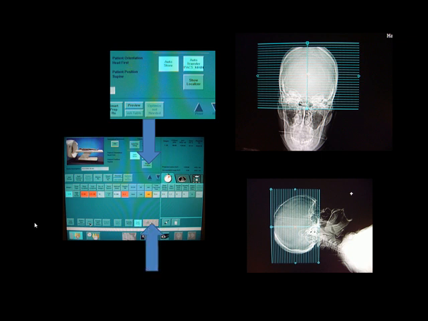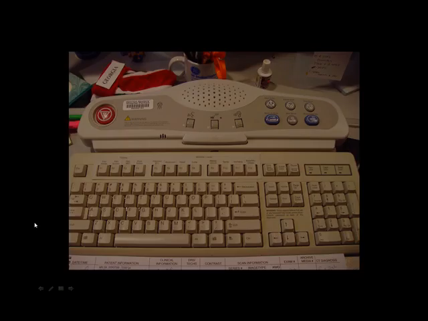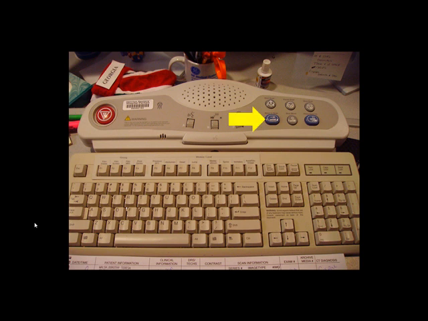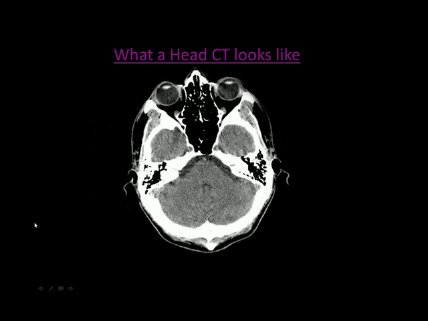Again, you're going to hit the confirm button, and then you will go to your control panel keyboard, and you will push on the button to move to scan, and the button to scan. Again, making sure that you're on the head window level. And when you're done, you're going to have a head CT scan.